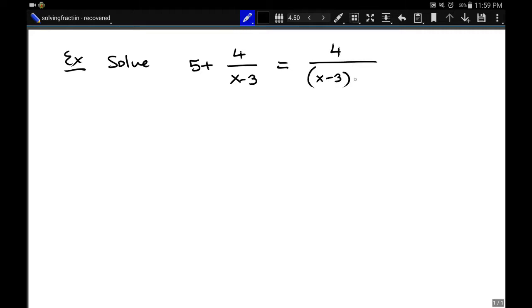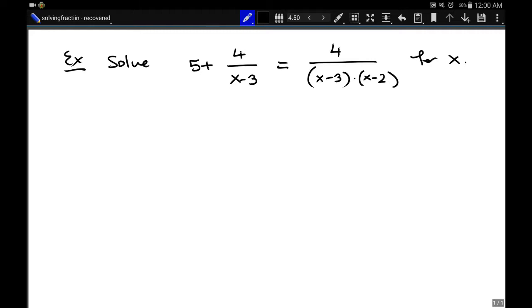Hello, I will solve another equation now including fractions, and we will use quadratic factorization in the end. So here is my example. Solve this equation, 5 plus 4 over x minus 3 equals 4 over (x minus 3) times (x minus 2), for x.